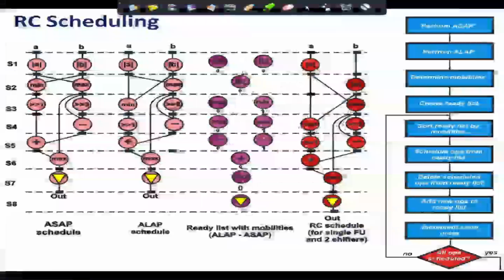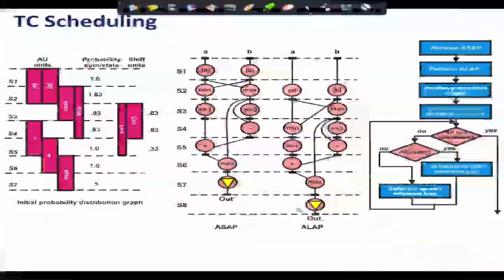So, here is the ready list ASAP minus ALAP, and here is the output RC schedule that we get. This is the resource constraint schedule that we get as a derivative of ASAP and ALAP, and given some resource constraints, this is the list scheduling algorithm which gives us this schedule, and here we find that we need 8 steps, and we are getting the output at the 8th step. All right. Now, the constraint could have come in a different way also.